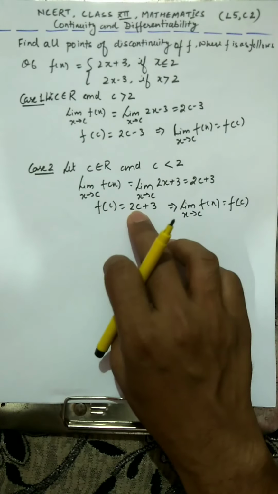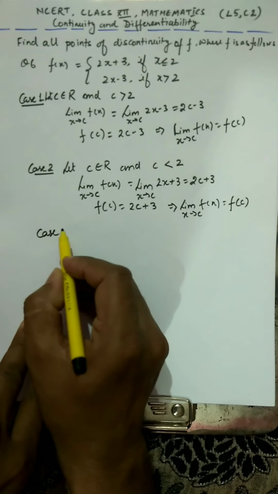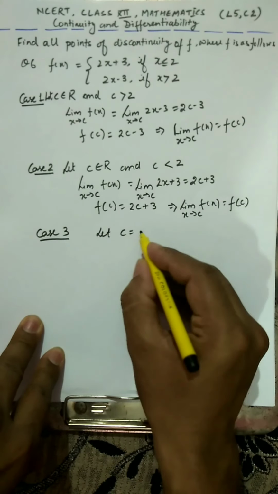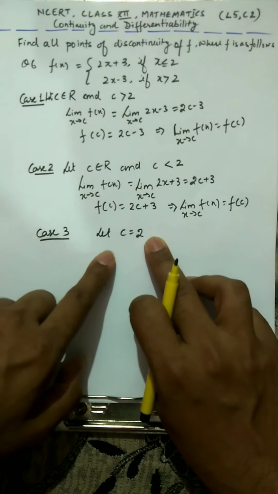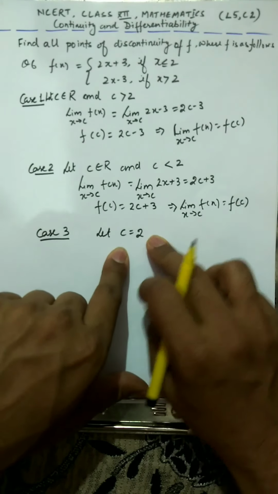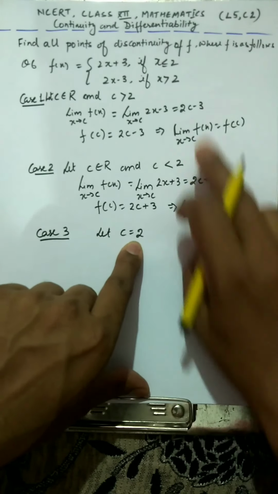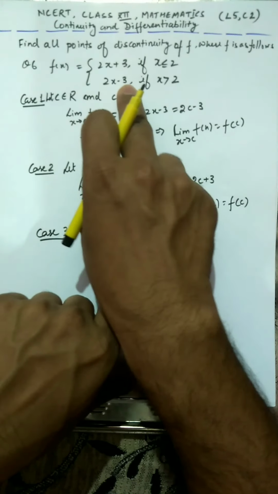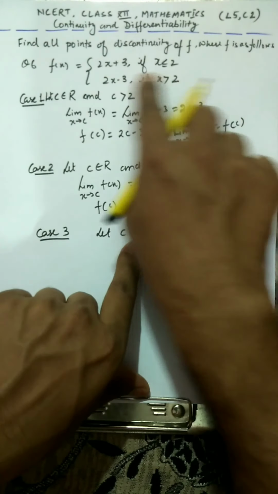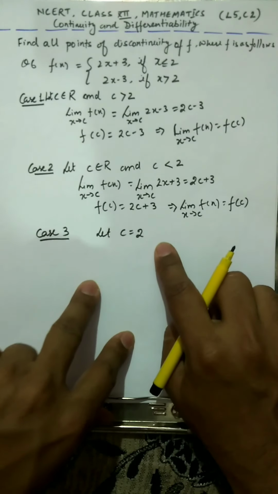So now the foremost important case is case number 3, when I take c equal to 2. Now here we have to take both the limits, left hand limit and right hand limit, because when I take the right hand limit, meaning some value more than 2, I'm going to get the function 2x minus 3. If I take some value less than 2, then I'm going to take the function 2x plus 3. So here we need the left hand limit and right hand limit.